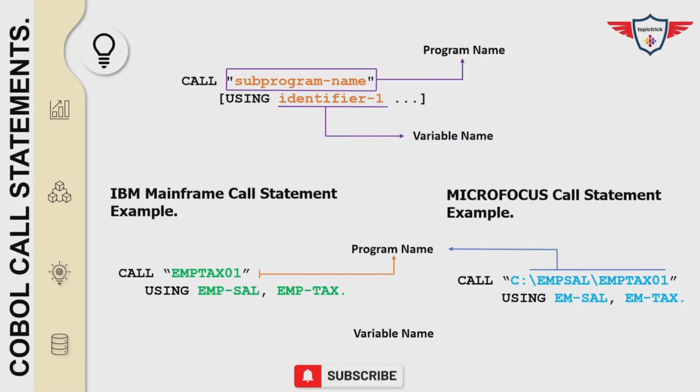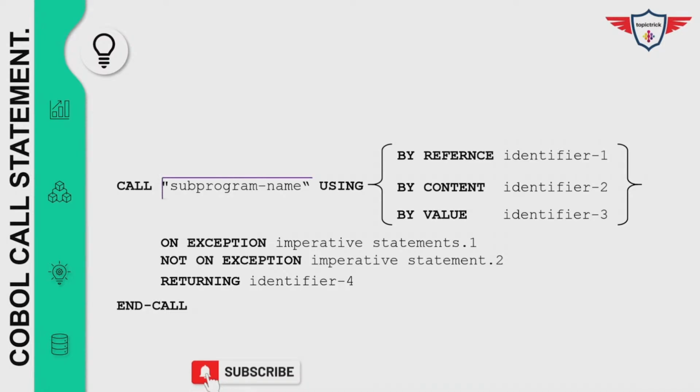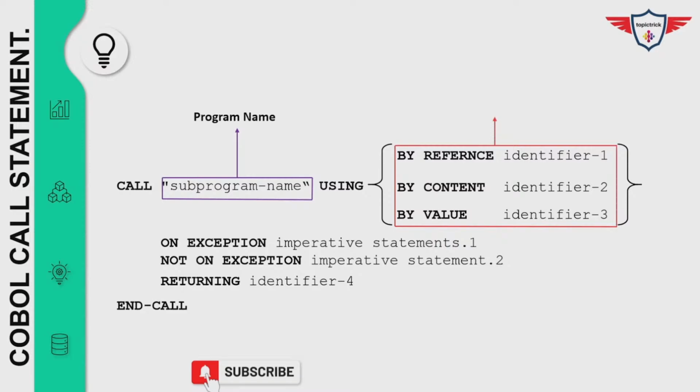Now let's go through the complex variant of the COBOL call statement. In this variant you have more control over the data which is passed to the COBOL subprogram. With the help of these three parameters, that is call by reference, call by content, and call by value, you can control the way the subprogram is accessing or updating the data that you are passing from the main program. If you do not specify any of the three parameters, then the system will assume by reference as the default value.